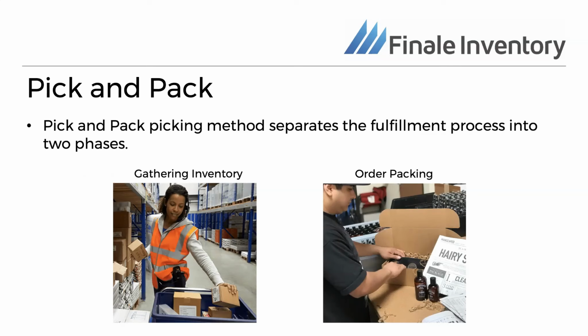Now, this method tends to work really well when you have a high number of orders and they all might be for the same 1 or 2 products, right? So it's generally easier to send somebody out into the warehouse to grab, let's say, 200 bottles of shampoo to ship those 150 orders that you have.